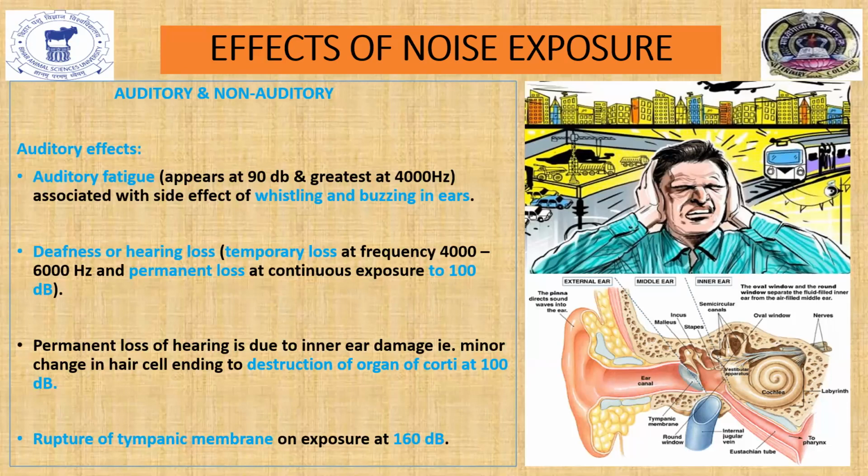Permanent loss of hearing may be due to damage of the inner ear, minor change in the hair cell endings, or rupture of the tympanic membrane. Generally, destruction of the organ of Corti occurs at continuous exposure to 100 decibels, and rupture of the tympanic membrane occurs at continuous exposure to 160 decibels. So these are some auditory effects: auditory fatigue, deafness or loss of hearing, and permanent loss of hearing due to destruction of the organ of Corti or rupture of the tympanic membrane.